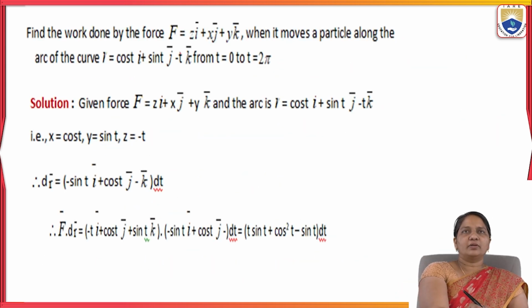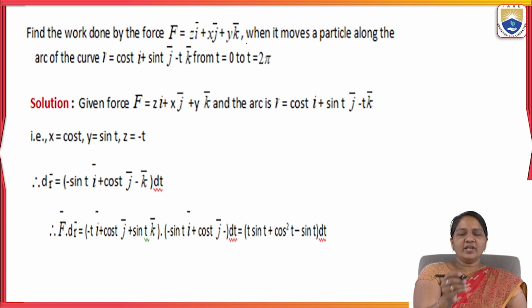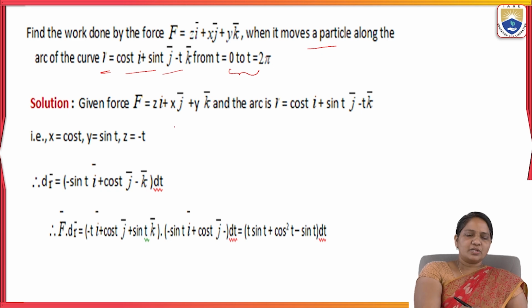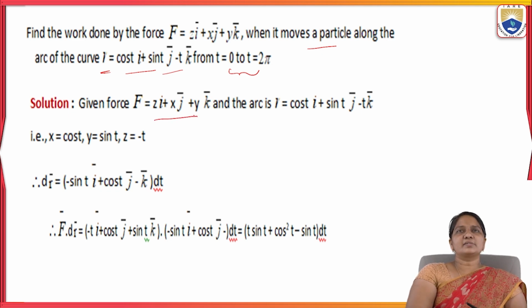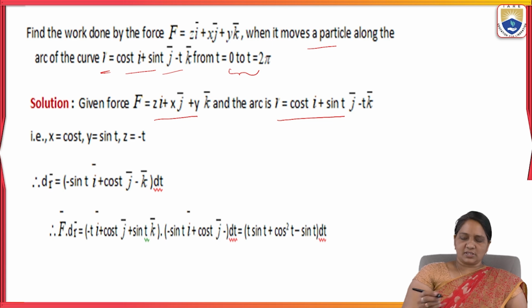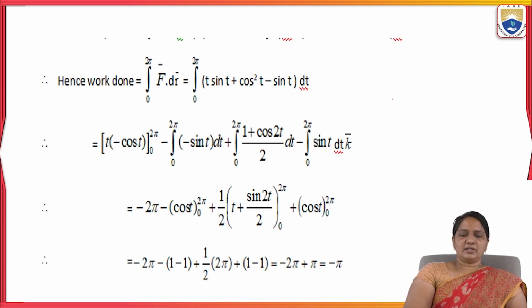Find the work done by the force F equal to zi plus xj plus yk when it moves the particle along the curve R equal to cos t into i plus sin t into j minus t into k. The limits are 0 to 2 pi. So here given F is zi plus xj plus yk. We are taking the arc R equal to cos t into i plus sin t into j minus tk. So by using these two, we are calculating the value.